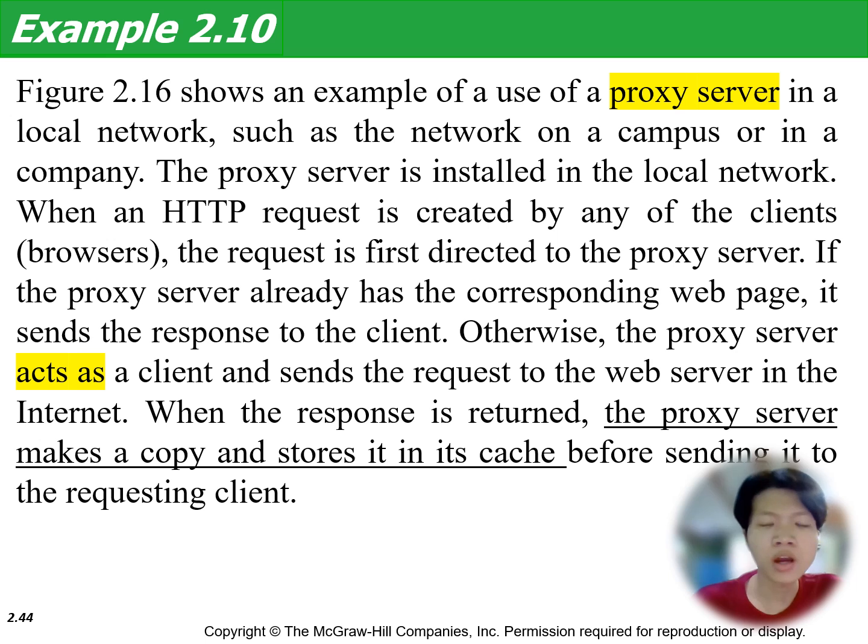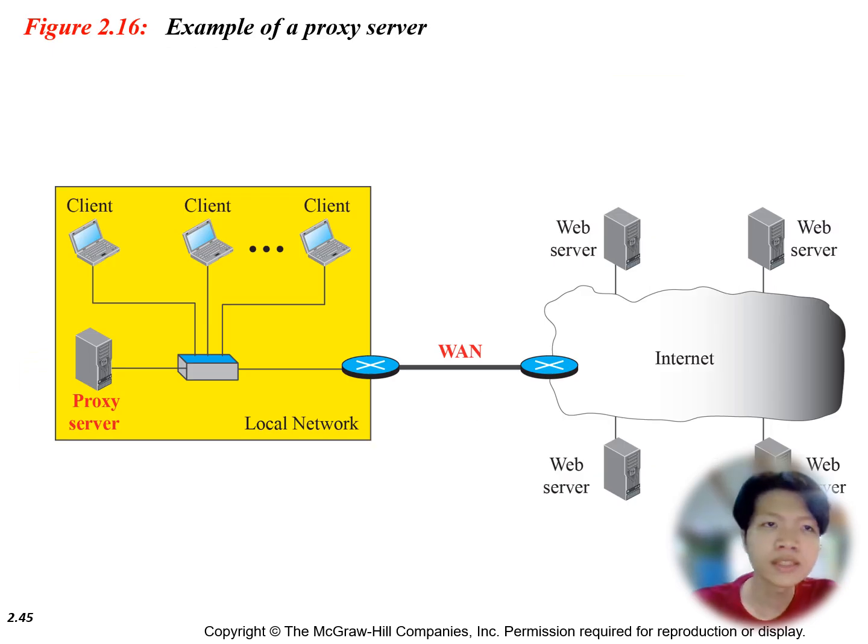If the proxy server already has the corresponding web page, it sends the response to the client. Otherwise, the proxy server acts as a client and sends the request to the web server on the internet. When the response is returned, the proxy server makes a copy and stores it in its cache before sending it to the requesting client. This is Figure 2.16, an example of a proxy server.